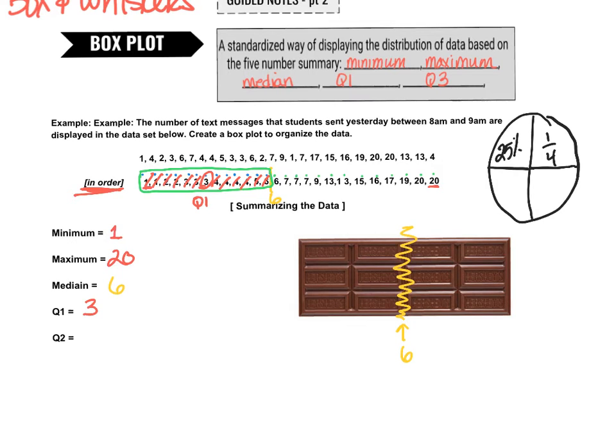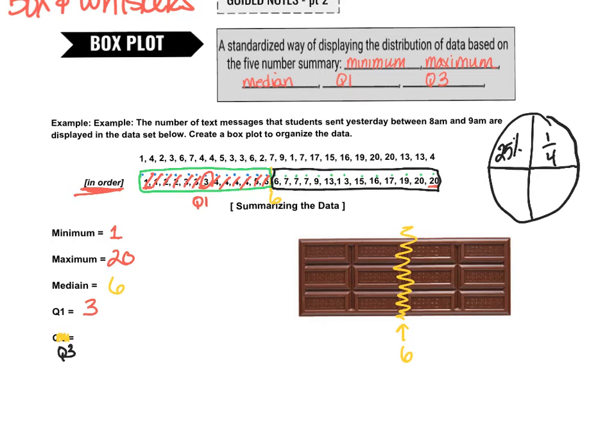Now, quartile 3. On your notes it says Q2. I want you to write Q3. I messed up there, so it should say Q3. So to find Q3, we're going to find the median of this second half of our data set.